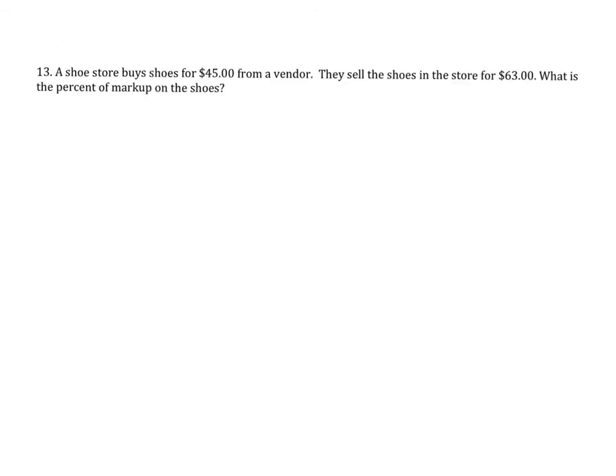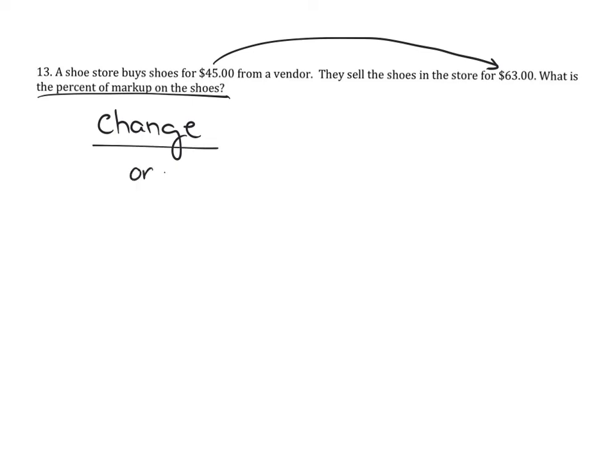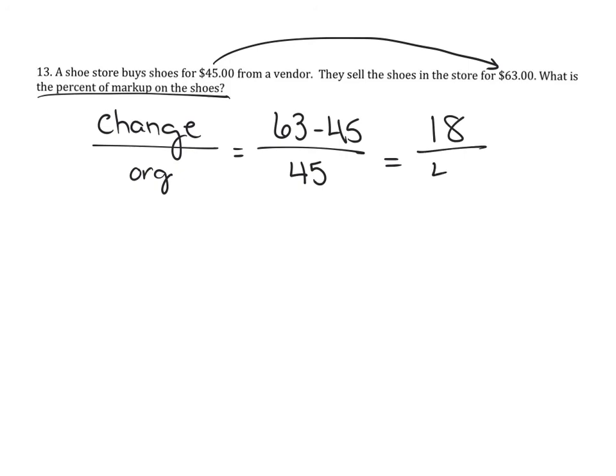A shoe store buys shoes for $45 from a vendor. They sell the shoes in the store for $63. What is the percent of markup? So we are still doing change because the price changed. That's how you can tell that it is a percent of change. There is a difference in the two prices. So it's the change over the original price. So I'm going to have to do the $63 minus 45, and then the original price is $45 because it's a markup. So 63 minus 45 is going to give me 18 out of 45.